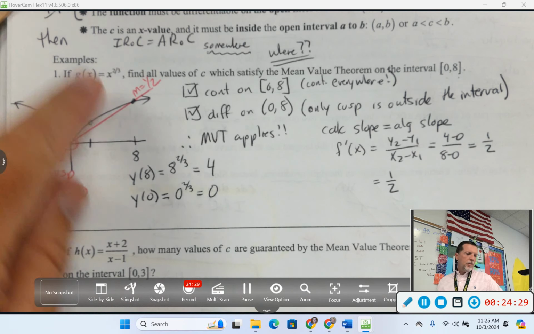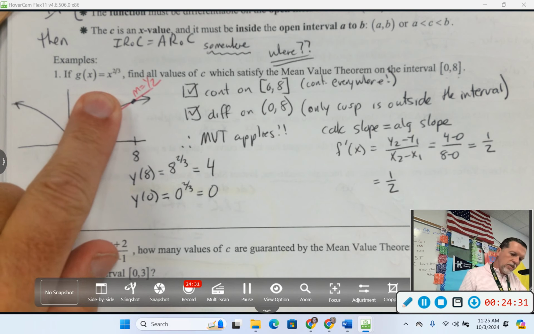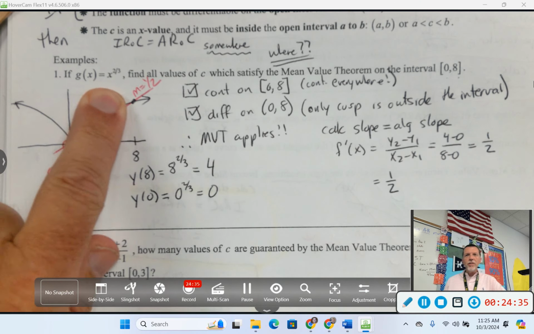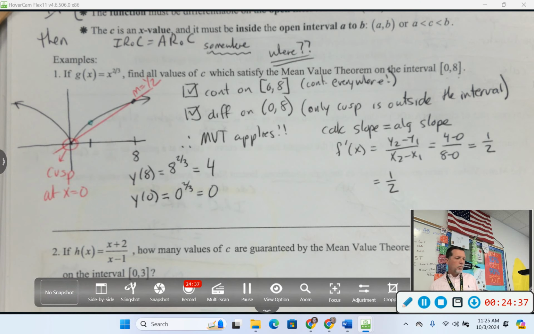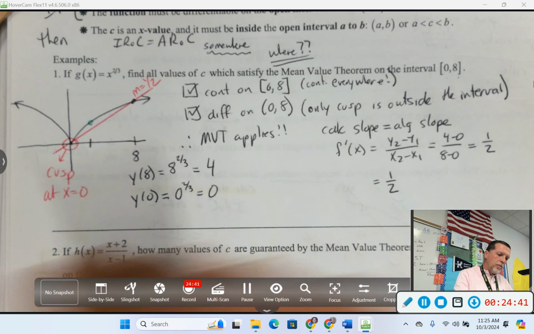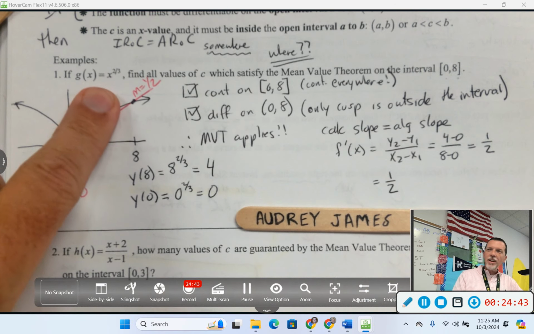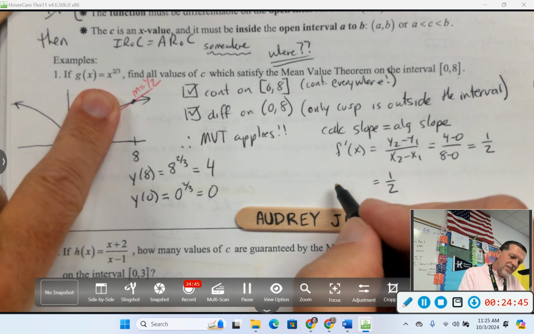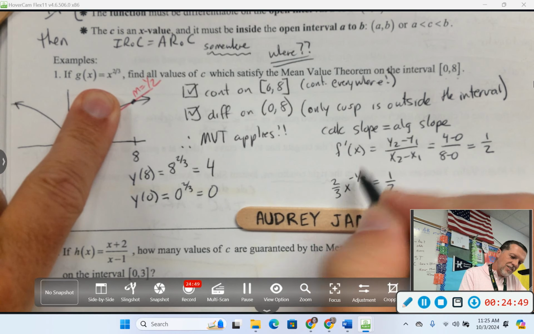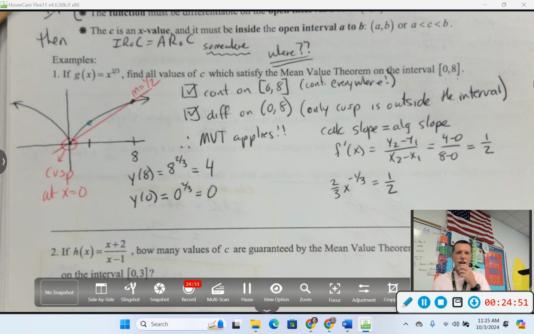How do I get the derivative of x to the 2/3? What's that equal to? Power rule experts. Don't make me pick on somebody. Audrey, what's the derivative of x to the 2/3? 2/3 x to the negative 1/3. Nice. 2/3 x to the negative 1/3.